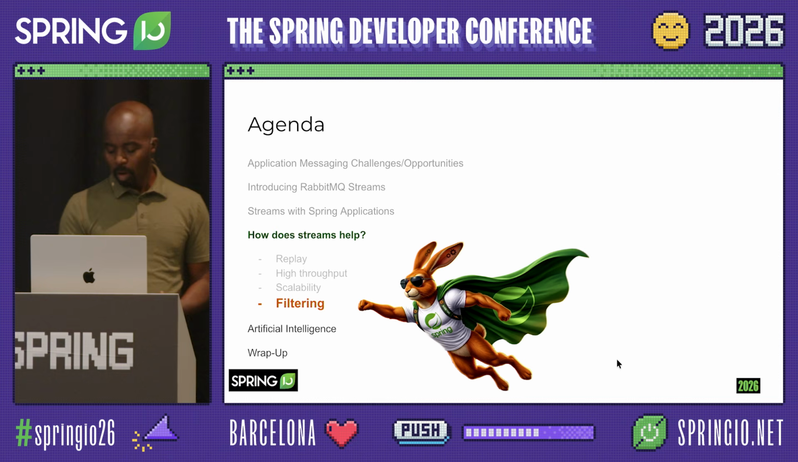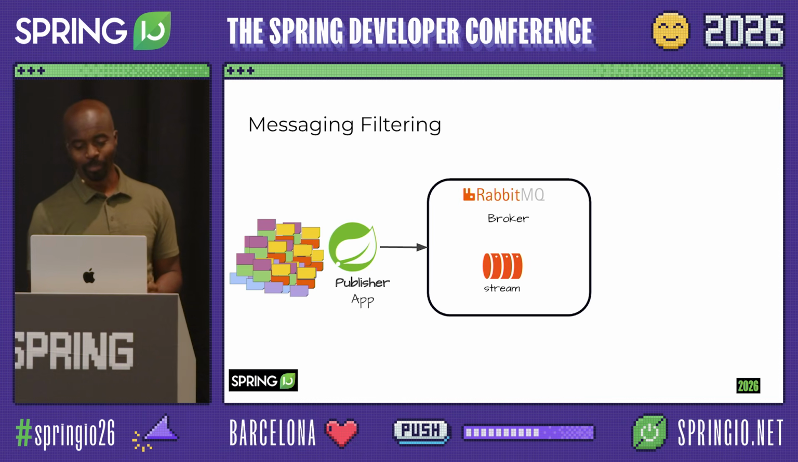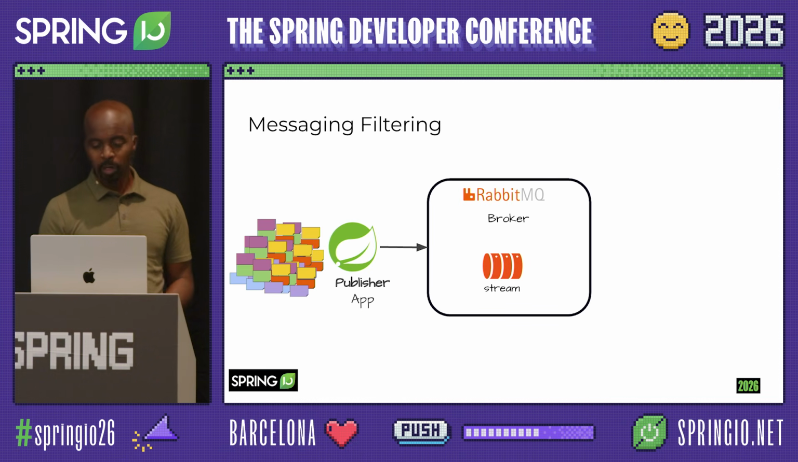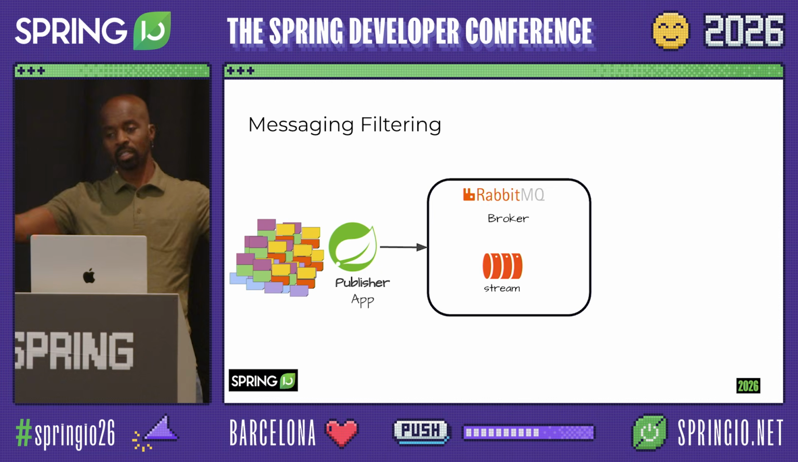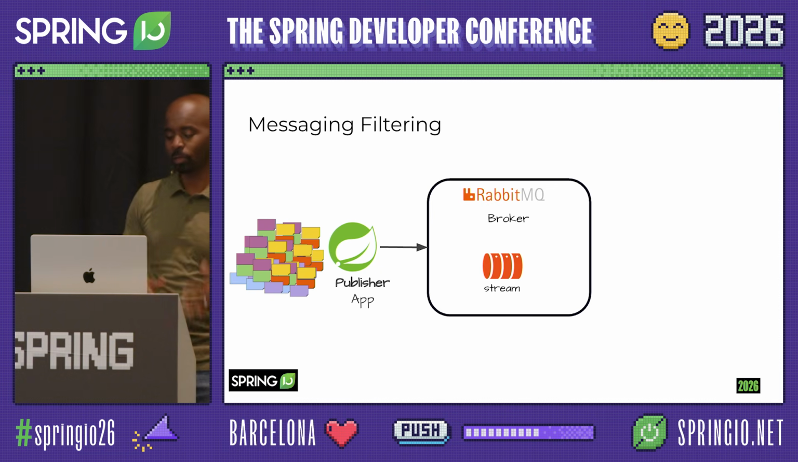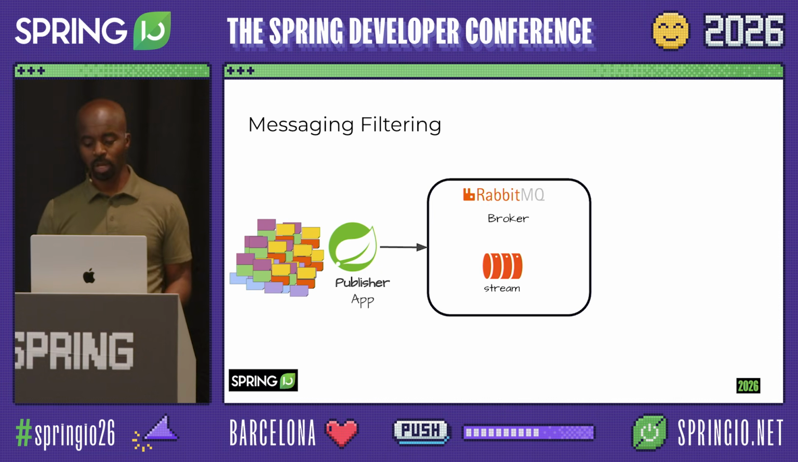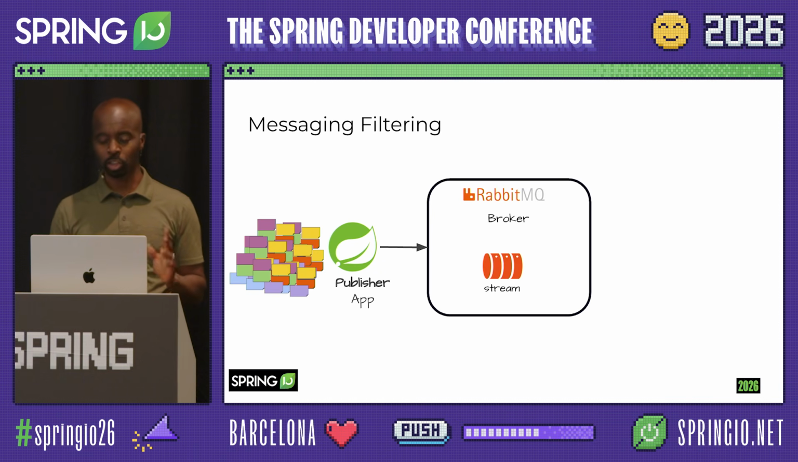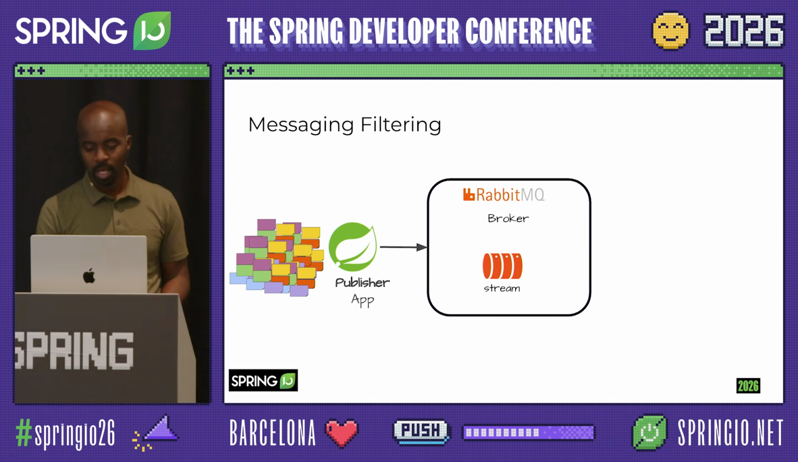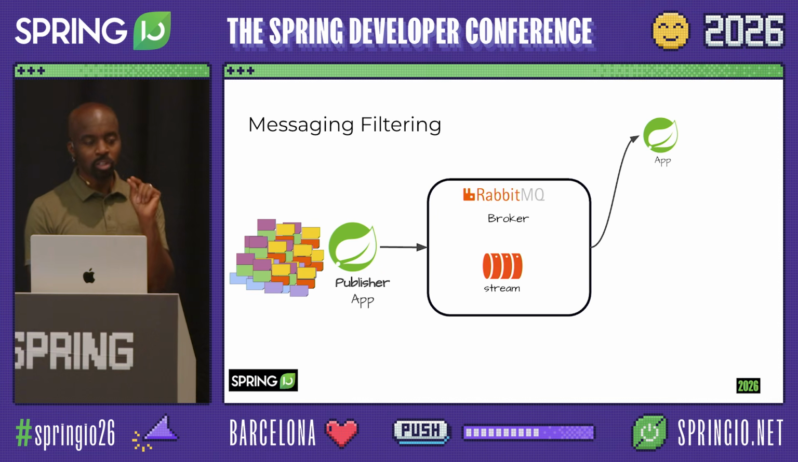So now let's talk about filtering. So with filtering, now suppose you have all of these messages in your streams. Maybe you have millions of messages. Maybe they're partitioned or sharded across different streams. Now, but applications, they're interested in specific messages, right?